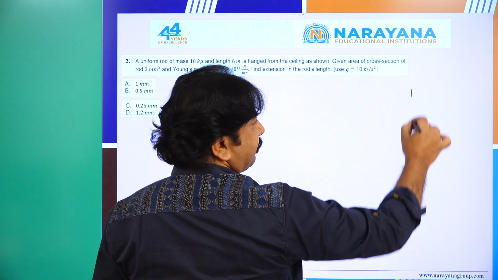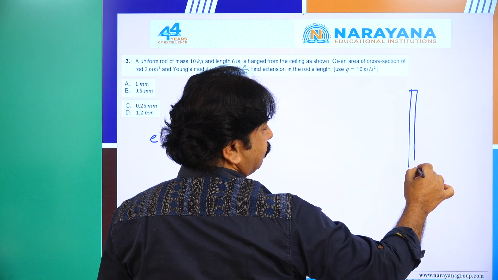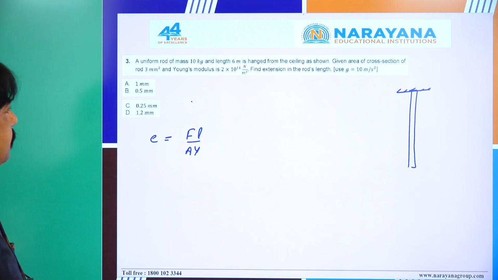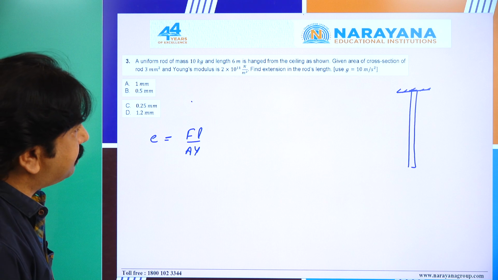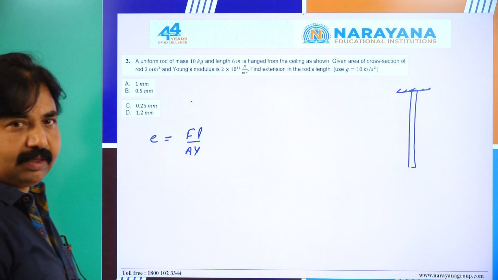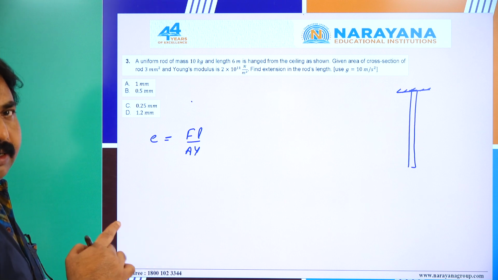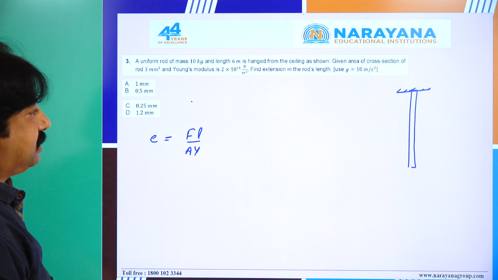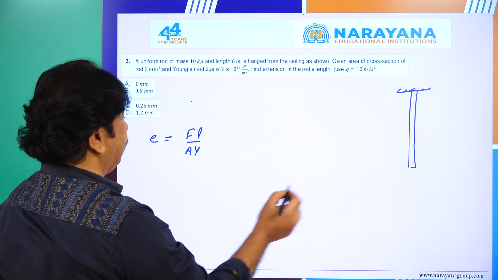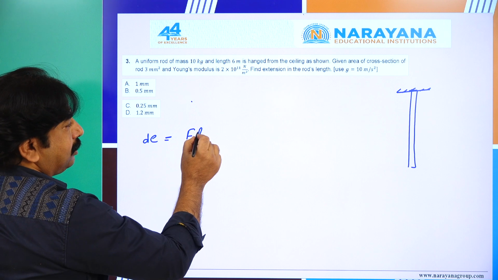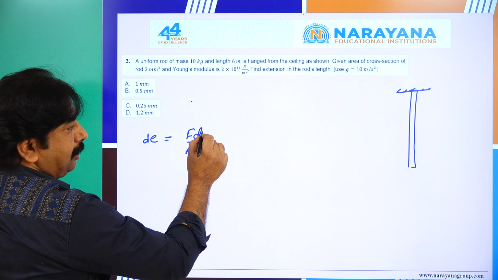It is suspended from the rigid support. A uniform rod of mass 10 kg and length 6 meters is hanged from the ceiling, as shown in the figure. Given the area of cross section of that rod, Young's modulus is 2 into 10 to the power of minus. Here the rod is extended by its own weight. So that's why everyone has to calculate very clearly. The basic formula we have to change to the small one, dE, the elongation in the small length.